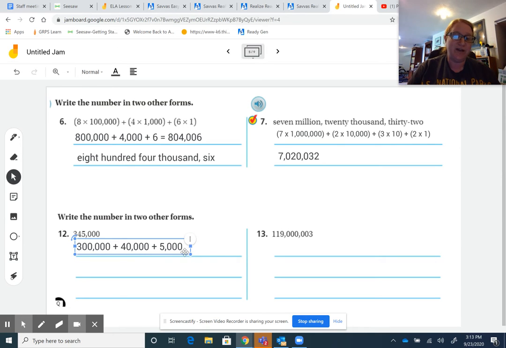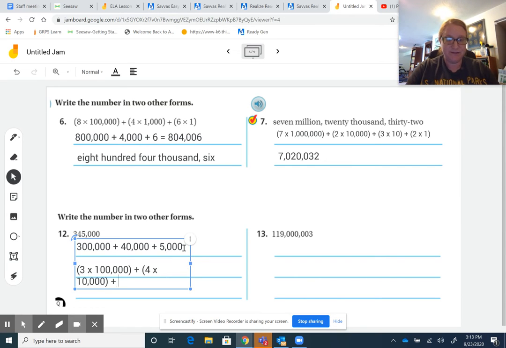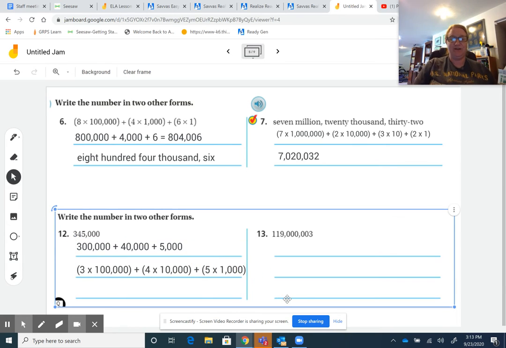So what I'm going to do now is take that number and that basic fact, and I'm going to do 3 (3 times 100,000) plus 4 times 10,000 plus 5 (5 times 1,000). And that would be our expanded form. And perfect, it fits on there nicely.